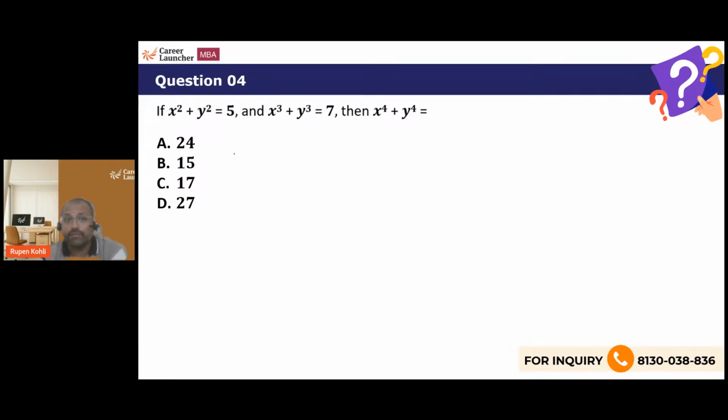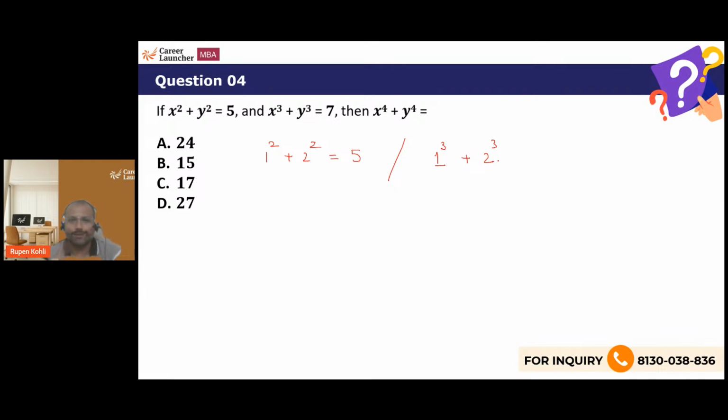So let's see, can we figure out the numbers? Now, looking at the fact over here, x squared plus y squared is 5. Again, the smallest numbers, which are 1 and 2, satisfy this, isn't it? 1 square plus 2 square equals 5, right? However, our aspirations are let down by the fact that 1 cube plus 2 cube is not 7. 1 cube plus 2 cube is 9. So now how do we do this? We have to go for algebra.